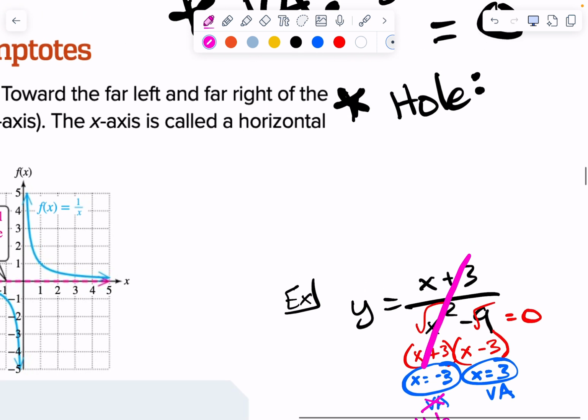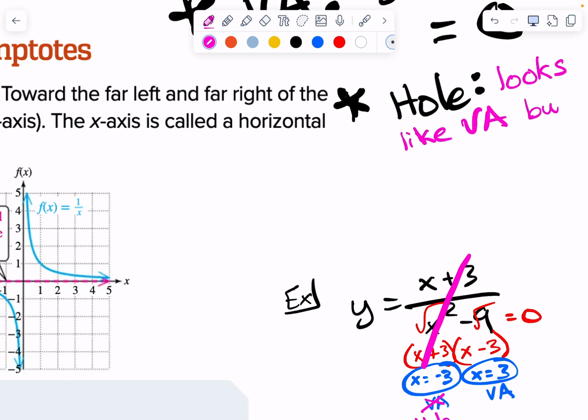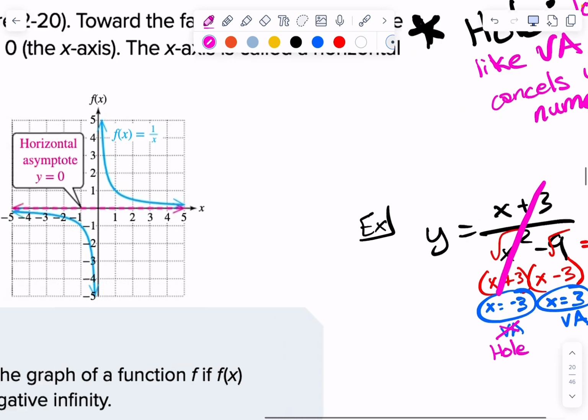Okay, so a hole looks like a VA, but it cancels with the numerator. So we have VAs and we have holes. We know how to find those. All right, next thing is a horizontal asymptote. Now we need horizontal asymptotes.